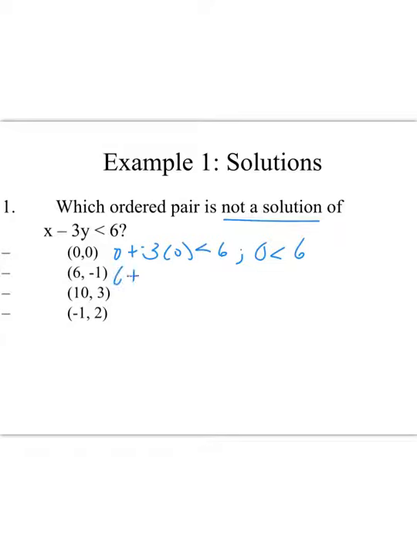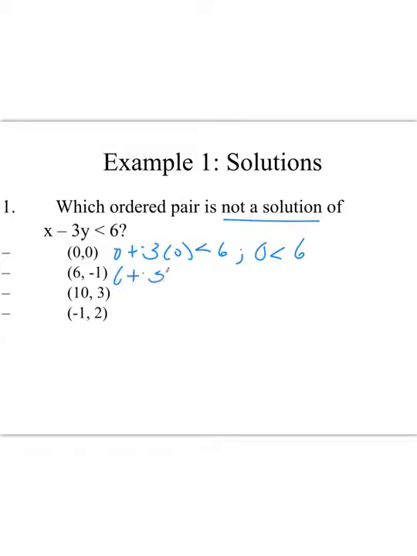So 6 plus -3 times -1 needs to be less than 6. -3 times -1 is positive 3. Sorry, for whatever reason, things are jumping all around on me. So back to this, we get 9 when we look at the left-hand side. That needs to be smaller than 6. That is not true. So right now we believe the second problem is the one that is not a solution.